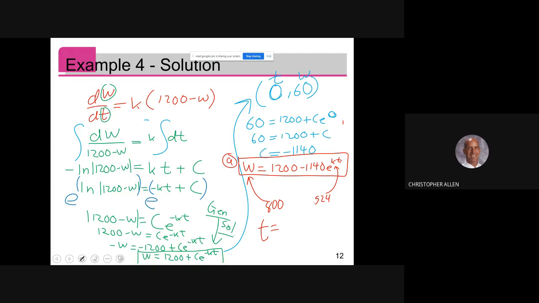Can I get anybody to help me out with this one? Hopefully you can see. We're going to put 800 in for W, 0.524 in for K. You've got to figure out what T is. This isn't calculus now. We're just doing pre-calc now. Just got to find T. Did you get something, Lucy? I got screwed up on that one. Okay, that's all right.